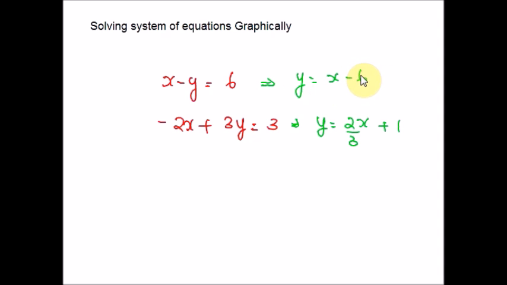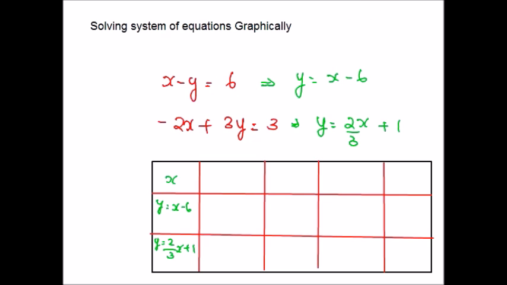Now assume some values for x. For example, a 0, some positive numbers and some negative numbers. Now plug in these x values one by one in the equation and write the corresponding y value. Let's first start with equation number 1. So when you replace x by -1, you'll get -7, x by 0 you'll get -6. When you replace x by 1, you'll get -5. Same way, when x is equal to 2, y is equal to -4 for equation number 1.